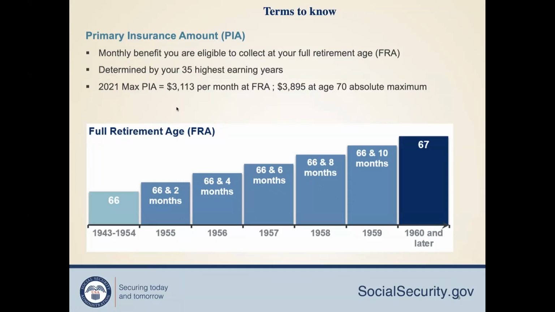But Nari, there is a cap for the maximum amount that you will get, right? Yes. This is the maximum PIA, right? So if you calculate at the highest rate, today in 2021 the maximum PIA at full retirement age is 3,113. That is the maximum you can get.